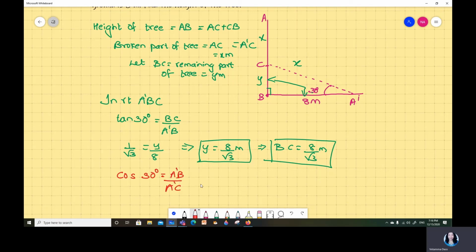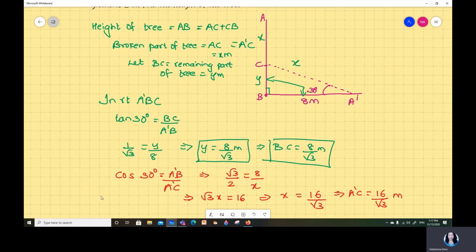What is cos 30? The value of cos 60 is half, cos 30 is root 3 upon 2. So root 3 upon 2 equals 8 upon x. So this implies, here we cross multiply, root 3 x equals 16. So this implies x equals 16 upon root 3. What is x? X is nothing but A dash C equals 16 upon root 3 meter.